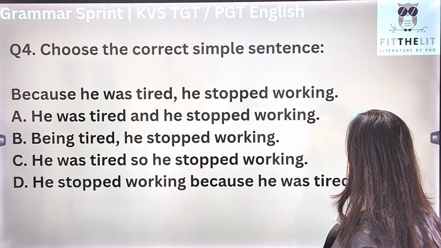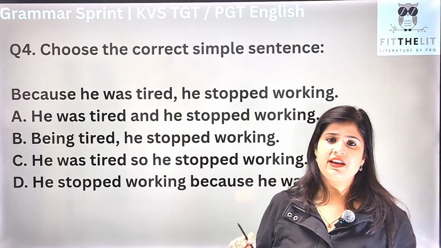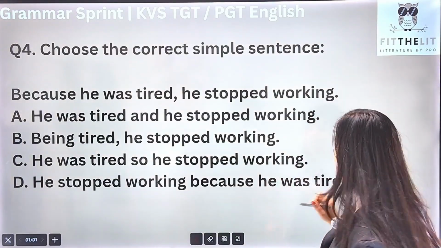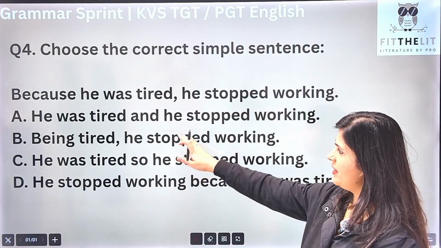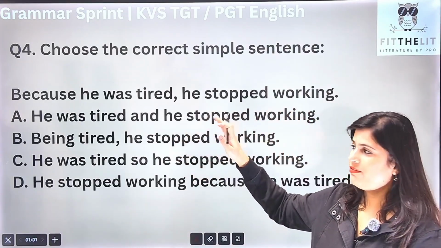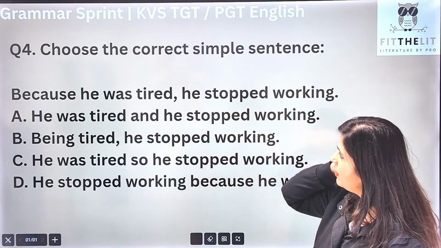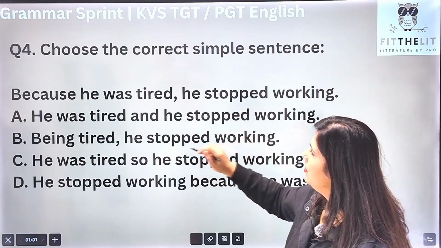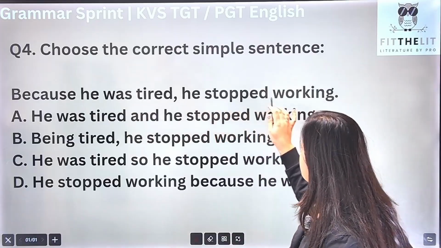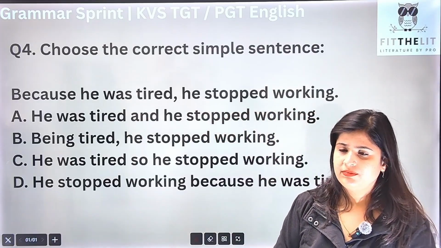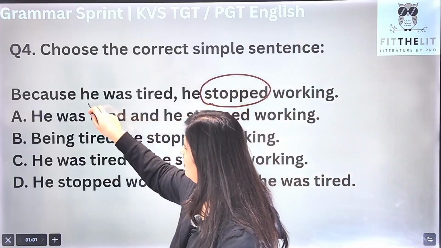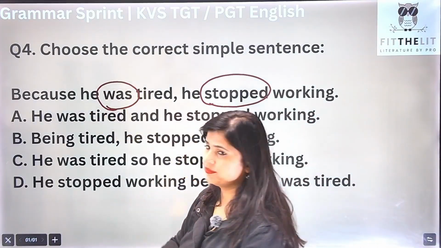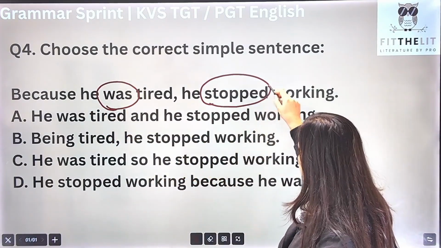तो simple sentence के लिए there is only one rule. हमें क्या चाहिए? हमें एक finite verb चाहिए, एक से ज्यादा नहीं होना चाहिए. Okay? So let us पहले तो let us try to understand कि कितने finite verbs, कितने verbs हैं. Choose the correct. Because he was tired, he stopped working. Right? यहाँ पे of course दो हैं, यहाँ पे तो दो हैं, तो हमें इसको सिंपल में बदलना है.